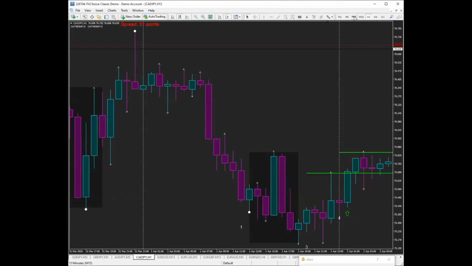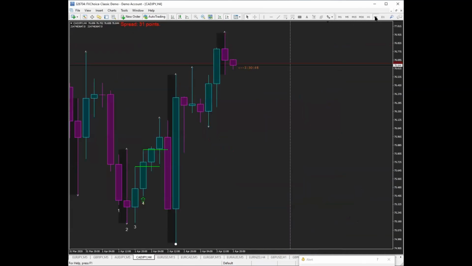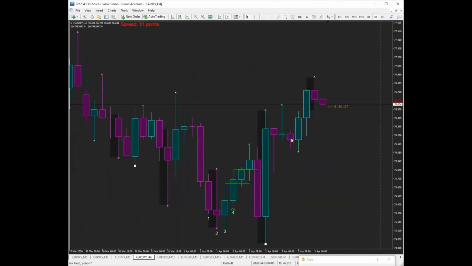Then I go to 15 minutes. Well, let me just show you. So later on, there was this fractal, right? 1, 2, 3. You draw your line here, it never broke. So I still have a long bias. 1, 2, 3, you draw your line here, it never broke. I still have a long bias. Again 1, 2, 3, you draw your line here, it never broke. I still have a long bias. So when I started today's London and New York session, I was only looking for longs. Okay, we're clear on that.